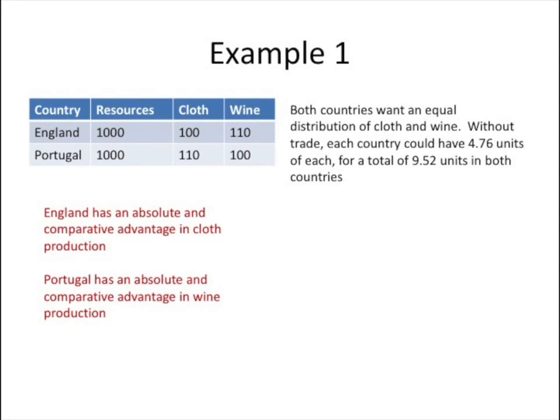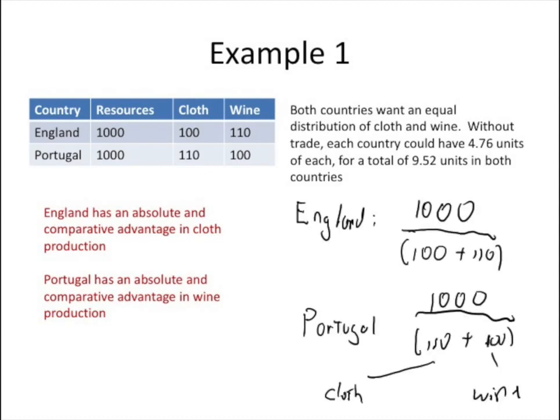So without trade, each country could have 4.76 units of cloth and wine for a total of 9.52 in both countries. How did we result in that 4.76 for each country? We took the resources in each country and divided by how much it took to produce one cloth and one wine, resulting in 4.76 units in each country for a total of 9.52.